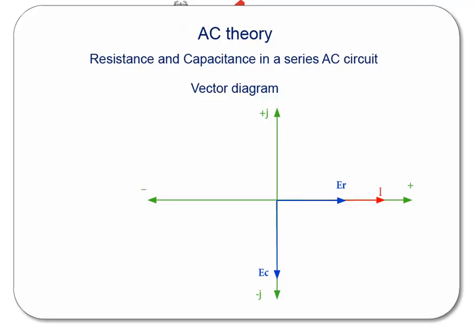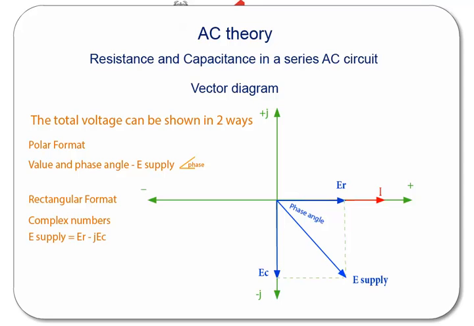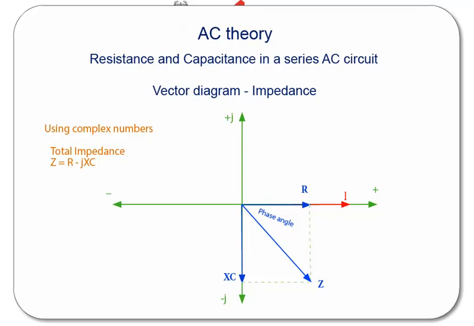The supply voltage can be calculated by completing the square and determining the magnitude of the diagonal. Voltage can be represented in two ways: polar format, which is the voltage and a phase angle. The phase angle is negative. Rectangular format, which is a complex number which consists of a real part and an imaginary part, with a j prefix called operator j. The vector diagram can be used to represent resistance, capacitive reactance, and impedance.